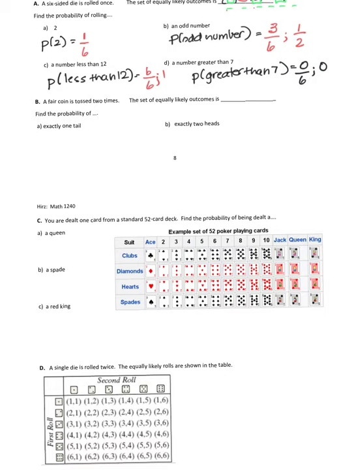A fair coin is tossed 2 times. So what are the possibilities when we toss that coin twice? Let's see. I can get a heads and a heads. I can get a heads and a tails. Or it could be the reverse of that: I could get a tails first and then a heads. I can also toss that coin and get tails, tails. So there are 4 options here, 4 possibilities of things that could happen.